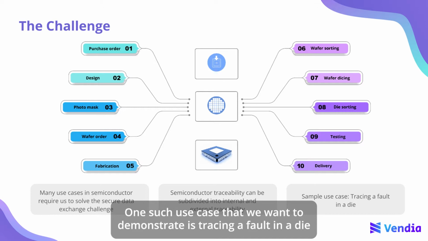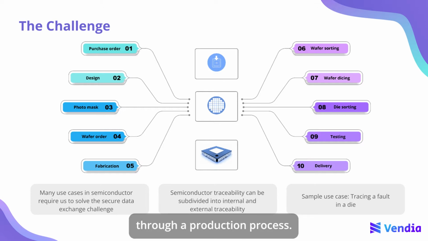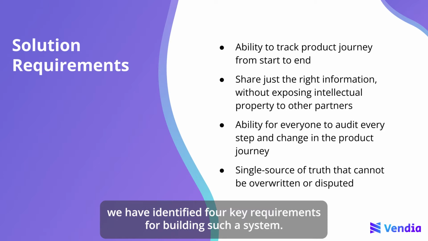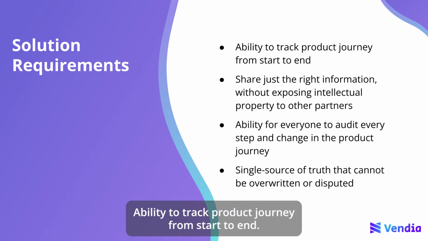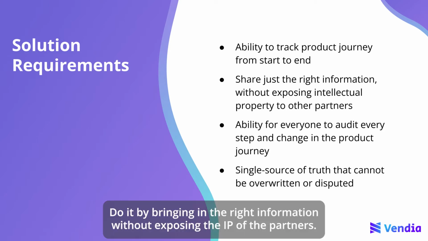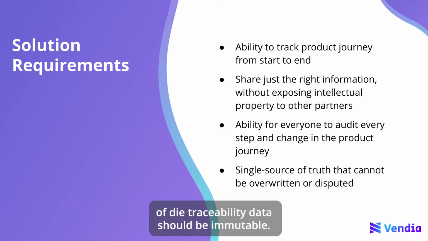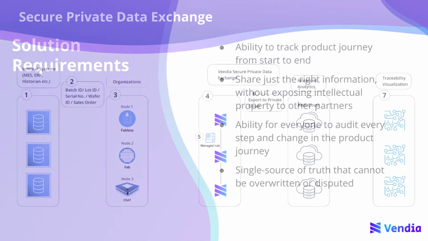One such use case that we want to demonstrate is tracing a fault in a die through a production process. We also call it die genealogy. Based on our customer conversations, we have identified 4 key requirements for building such a system. Ability to track product journey from start to end. Do it by bringing in right information without exposing the IP of the partners. System should be strongly auditable, and the single source of the truth of die traceability data should be immutable.